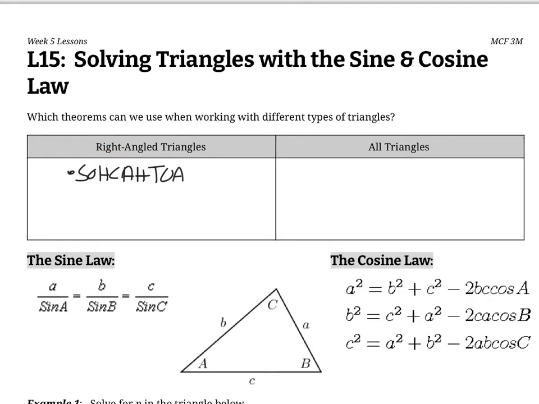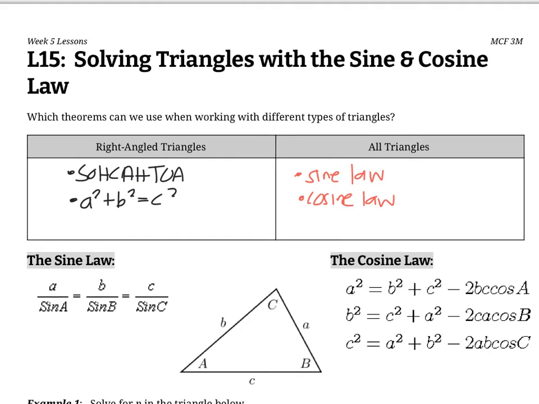And the other theorem that we can use is the Pythagorean theorem. A squared plus b squared equals c squared. And we know that that only helps us to find side lengths. So what if we don't have a right angle triangle? What can we use? Well, that's where sine law and cosine law come in handy.